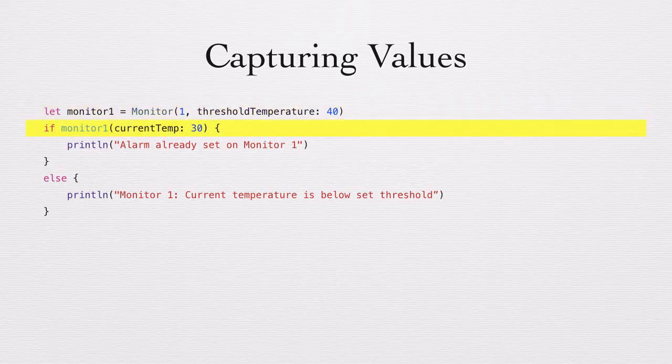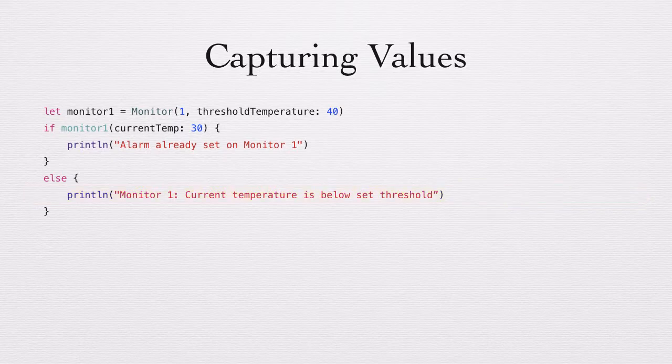Now, using the obtained function reference, we call the function with input parameter value 30. Note that monitor1 refers to a function that takes a single integer parameter and returns a boolean that would indicate whether the alarm for this monitor has been previously set by an earlier condition. If so, we print an alarm already set message to the user. If not, we tell the user that the current temperature is below the set threshold value for this monitor.